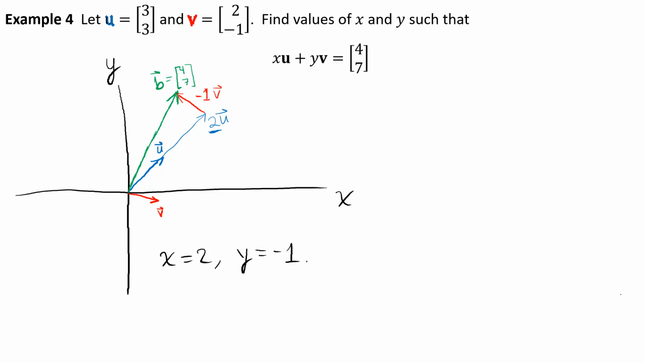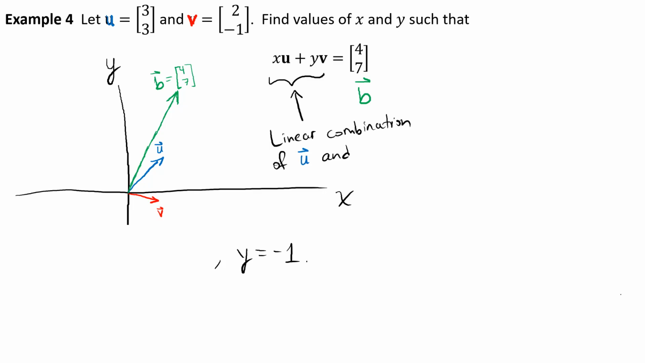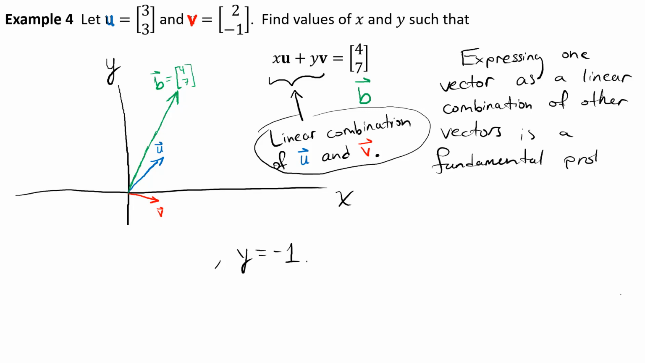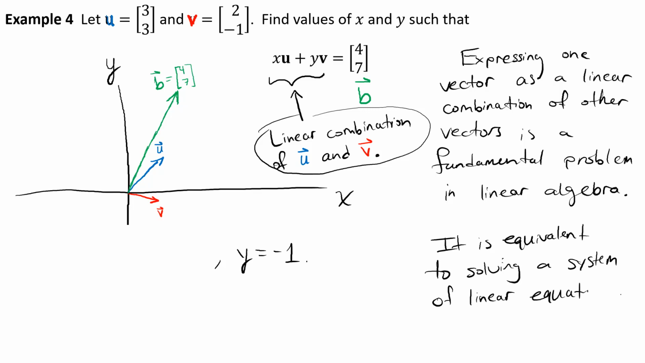Now I'm going to leave you with some problems to try on your own. But before I do that, I just want to call your attention to what an important problem this is. This is really the basis for linear algebra. Finding ways to express one vector, such as b equals (4, 7), as a linear combination of u and v. Expressing one vector as a linear combination of other vectors is a fundamental problem in linear algebra. As we just saw, it's equivalent to solving a system of linear equations. And with that, I'm going to leave you with a set of exercises.